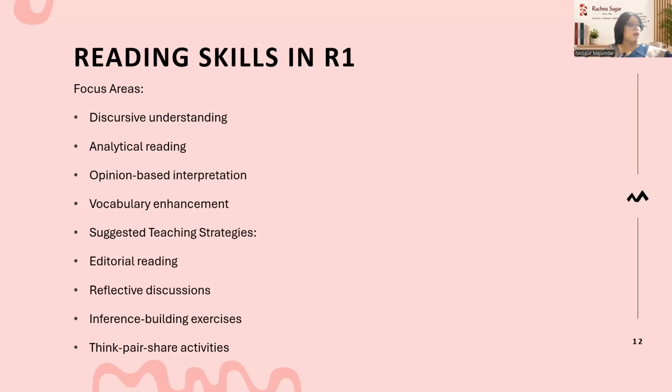Inference building exercises are also very useful. For example, why do you think the character remains silent? So what happens? We need to read between the lines. We need to understand, and then we need to answer logically, right? Now, think, pair and share activity. Again, it's a collaborative activity where the child takes help from or gives help to the peer, to the friend, and is able to understand things in a very clear and crisp manner.